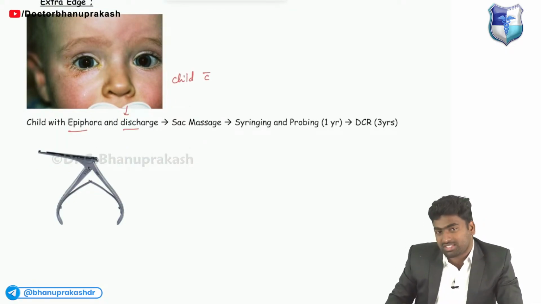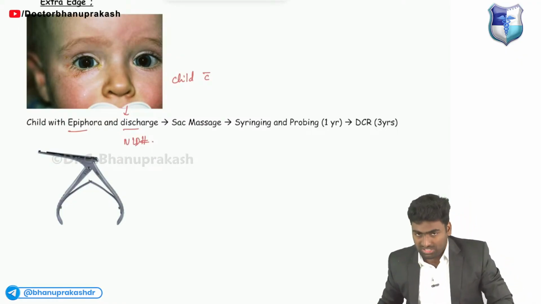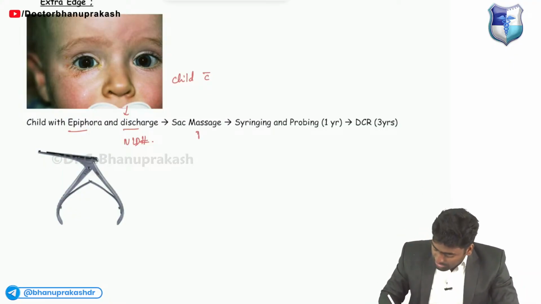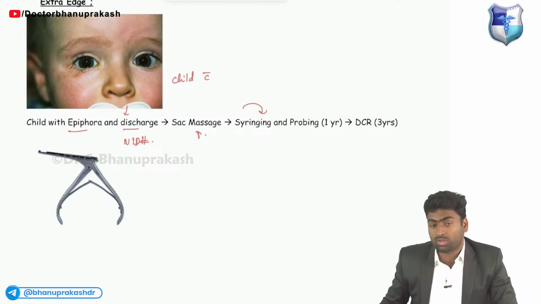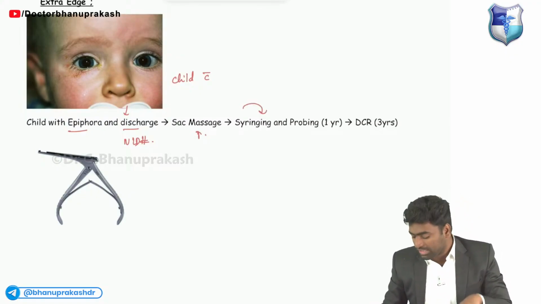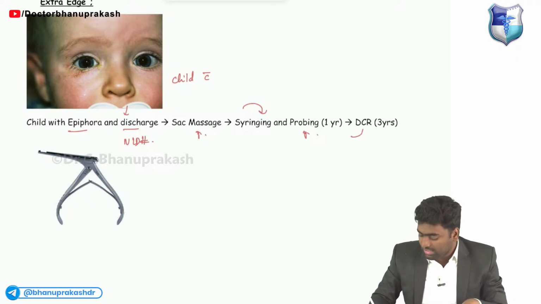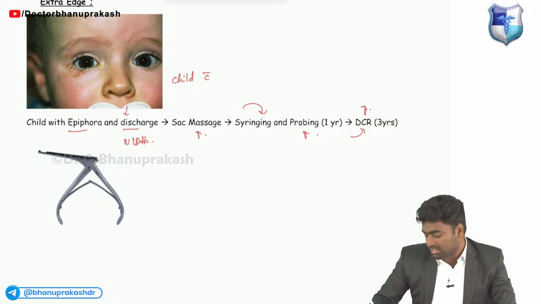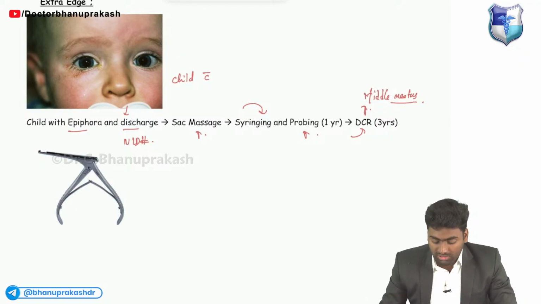Then there is a child who presents with epiphora, or watery discharge. Which disease will you suspect? You will suspect NLD obstruction. In a case of initial NLD obstruction, what will you do? You will do sac massage, and mostly it will cure. If not, around 1 year, you will do syringing and probing. And if it is still not resolved, then you will do DCR surgery. After DCR surgery, we make an opening into the middle meatus.